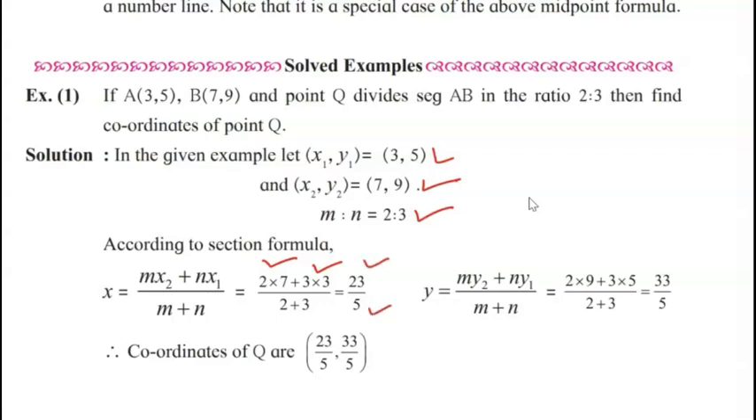And similarly, y is equals to my2 plus ny1 upon m plus n. Substitute the value of m as 2, y2 is 9 plus n is 3, y1 is 5. That's a multiplication. That is 2 into 9 means what? 18 plus 15. Then you will get here 33 upon 5. And therefore the coordinates of the point Q are 23 upon 5, 33 upon 5. Okay. In this way, according to the section formula we can find out the coordinate of the point Q.